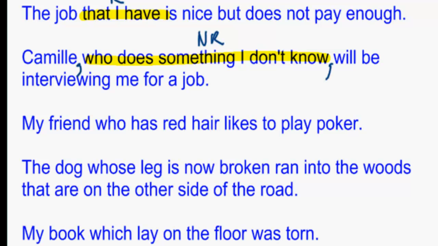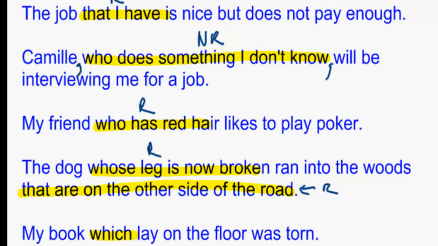This next one, my friend who has red hair. Who has red hair redescribes my friend. My friend, assuming I have more than one, right, is not specific yet. So this is restrictive, no commas. The dog whose leg is now broken ran into the woods that are on the other side of the road. Whose leg is now broken redescribes the dog. The dog, there's lots of dogs, so this is restrictive. There's lots of woods, so this is restrictive. No commas on either of those.